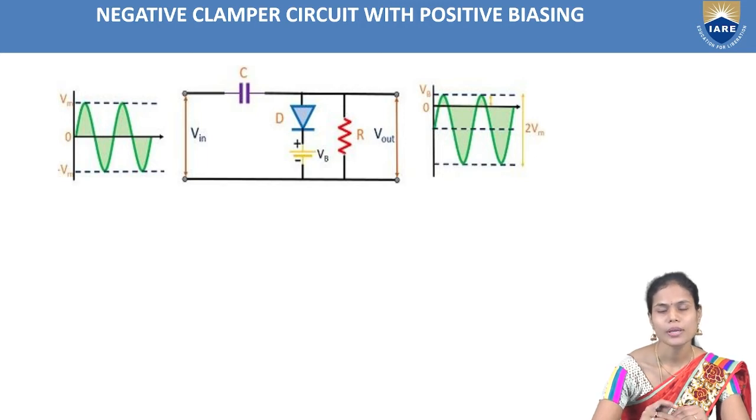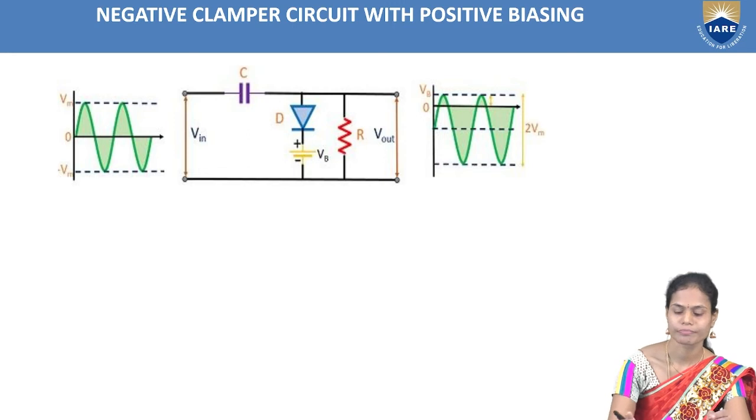So what is the use of the extra biasing here? In the previous circuits, the positive clamper as well as the negative clamper, we were trying to shift the total waveform towards the positive direction, above the horizon or below the horizon. Instead, if I want to shift the signal from a particular reference level, we provide an external battery to the clamper circuit. If we provide that, from that voltage onwards, our signal will shift towards the positive or negative direction.